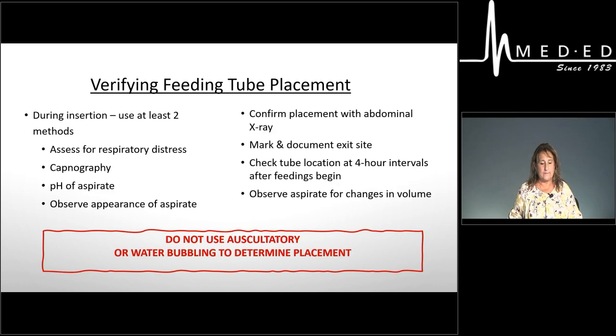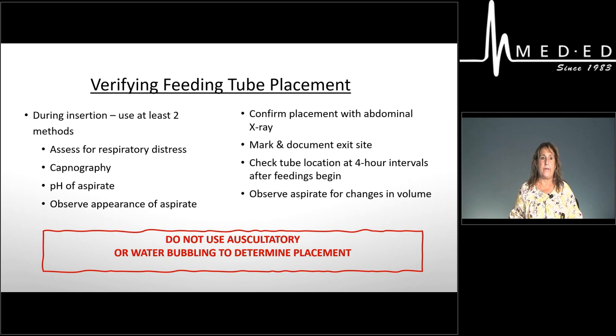All right, so let's talk about feeding tube placement. What's the best way to confirm that you're in the right place? You really should use at least 2 of the methods that I have listed on the left of your slide. So when you're inserting a feeding tube, assess for respiratory distress. If the patient's having respiratory distress, you're probably not in the right place. Or do the end-tidal CO2 or capnography, looking for end-tidal measurements of your CO2 levels. Remember, 35 to 45 being your normal.